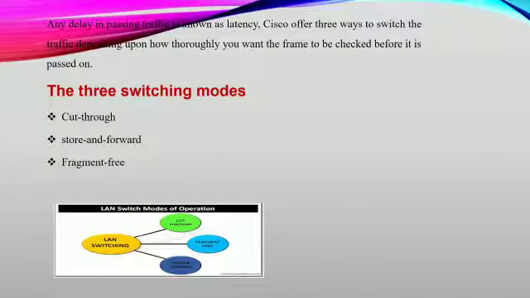Any delay in passing the traffic is known as latency. Cisco offers three ways to switch the traffic, depending upon how thoroughly you want the frame checked before it is passed on. There are three types of switching modes. First one is cut-through switching mode, second one is store and forward switching mode, third one is fragment-free switching mode.